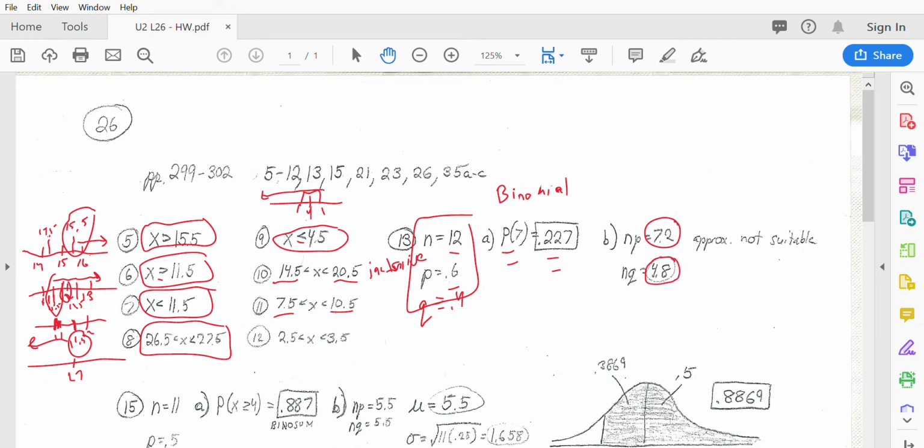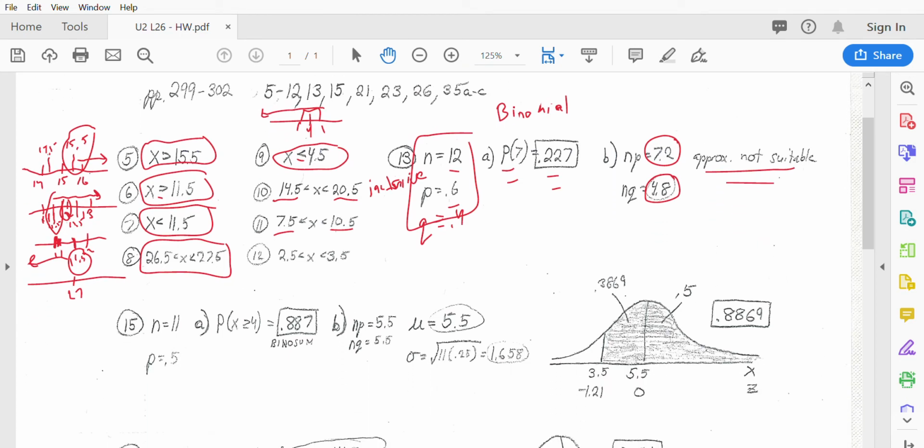N times Q is only 4.8, which is less than 5. So the approximation is not even suitable here, let alone you wouldn't want to use it anyway. Just use your binomial program.